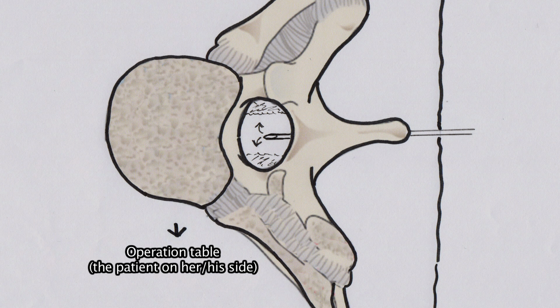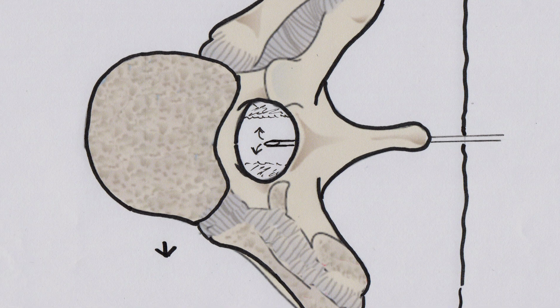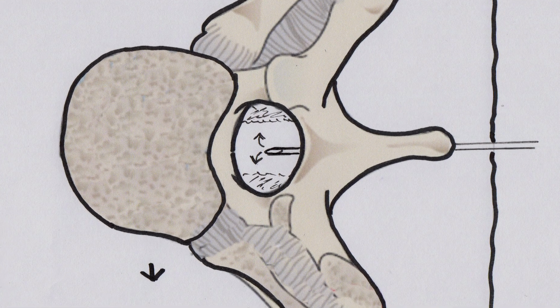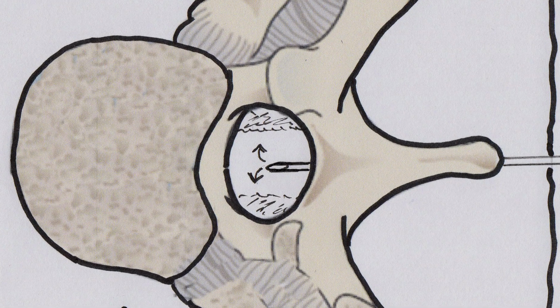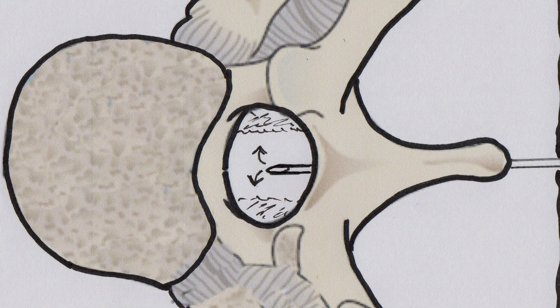The relative density of the anaesthetic may be hypobaric, or lighter than spinal fluid, or hyperbaric, heavier than spinal fluid. An isobaric anaesthetic can also be used. This makes it possible to guide the spread of the anaesthetic by changing the patient's position.